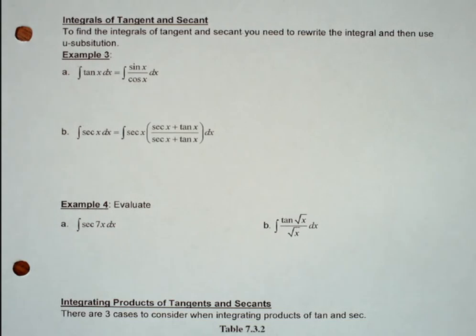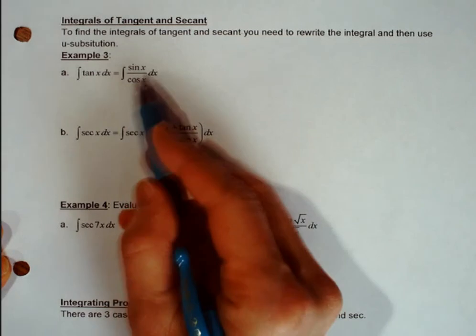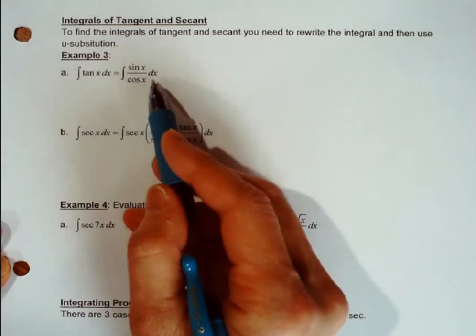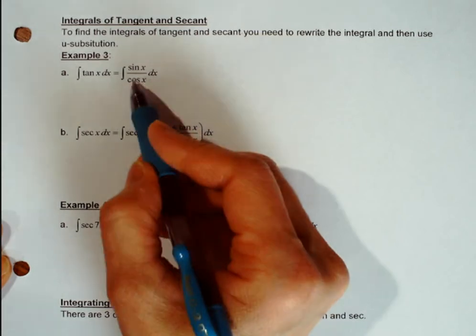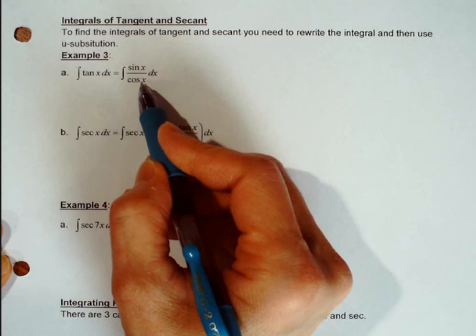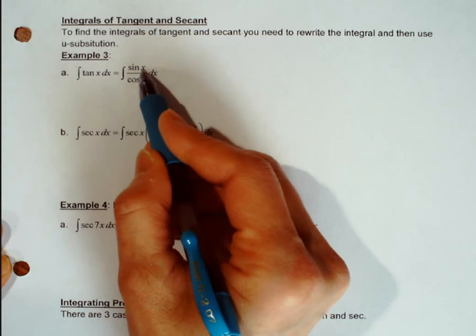Okay, let's look at page 12, and so now we're going to look at integrals of tangent and secant. To find the integrals of tangent and secant, you need to rewrite the integrals and then use the u substitution. So for the integral of tangent, you can rewrite it as sine of x over cosine of x, and then you're going to do u sub. And so I'm going to do the u sub of cosine of x, and that way I'll get a derivative which is going to be the sine of x, and then I have sine of x dx.